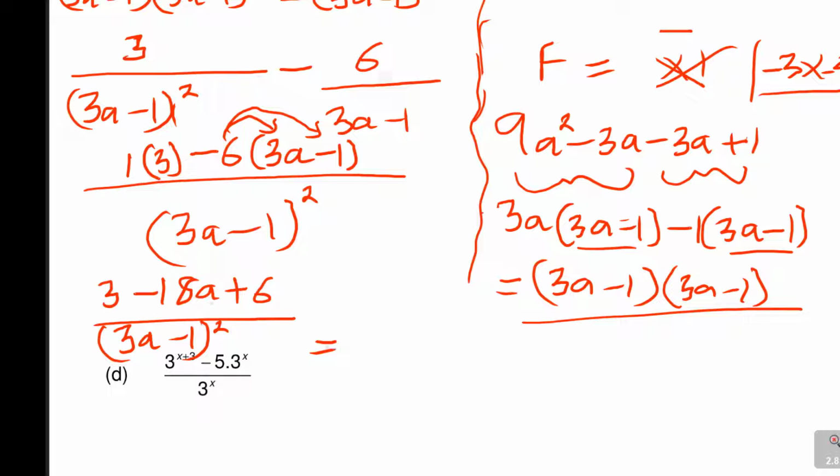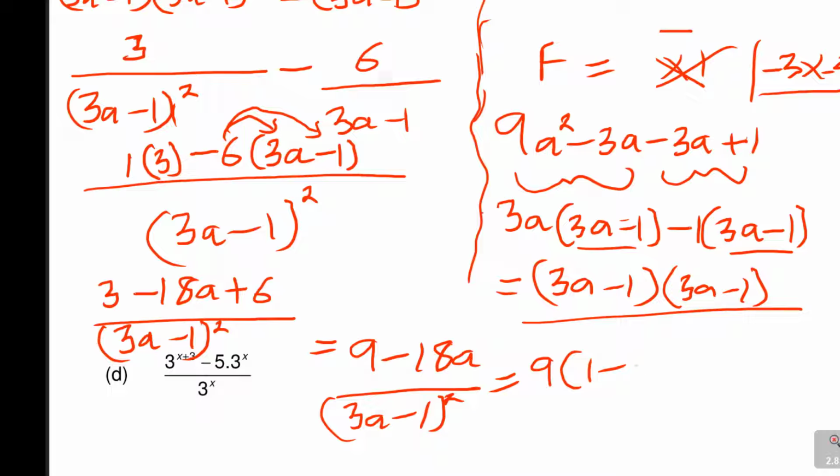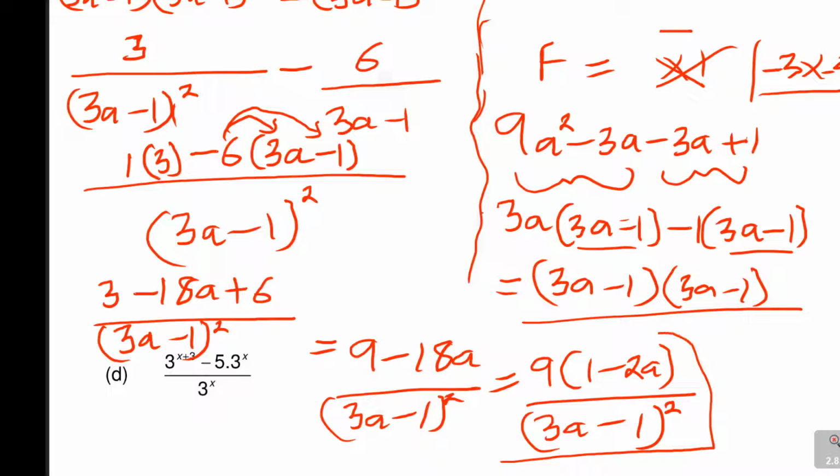Which is equal to what? Which is 3 plus 6, what is 3 plus 6? It's 9 minus 18a over (3a minus 1) squared. It's up to you whether you want to factorize that 9. So it will be 9 bracket 1 minus 2a. Just check whether it matches the bottom. Sometimes you find that it matches the bottom where you can cancel further. So this becomes your final answer.